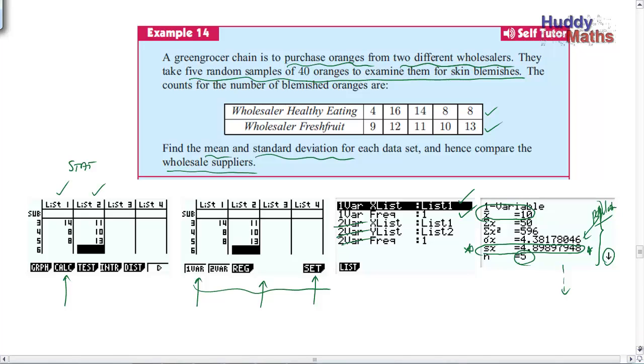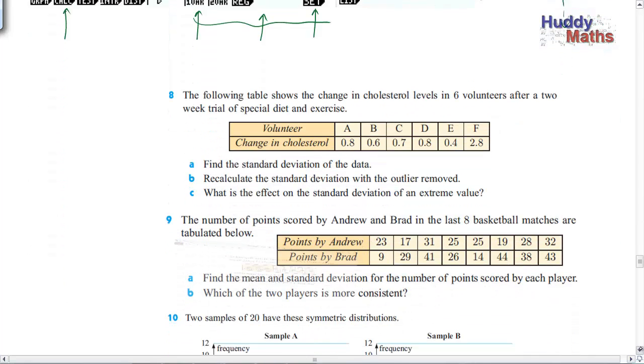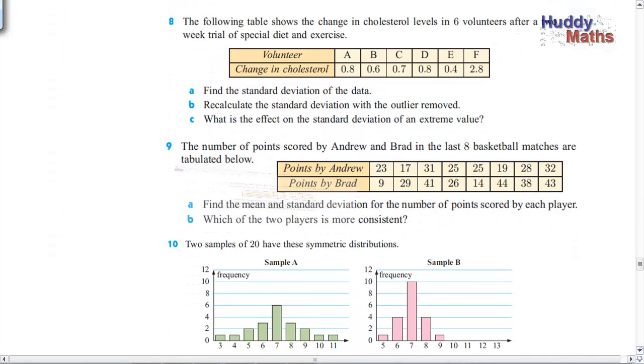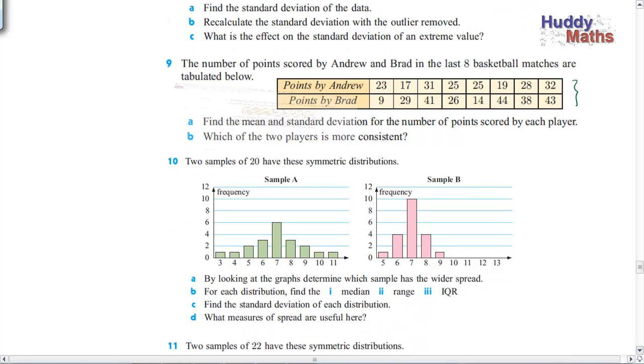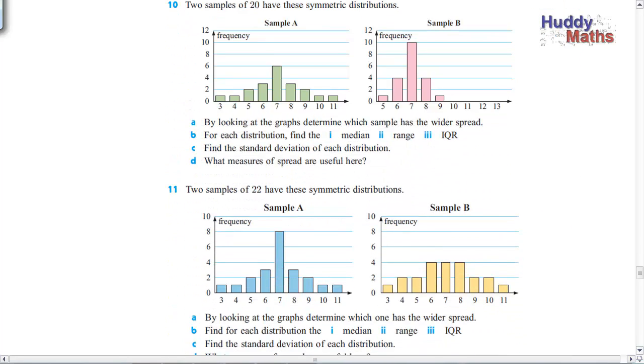All right, are you ready? Let's have a look. Got a few there. I'd like you to pause the presentation and look at the data set carefully as to how you're going to handle it, and then follow through. So there's 8 and 9. Pause it and have a go. Look at question 10. And I'll bring up 11.